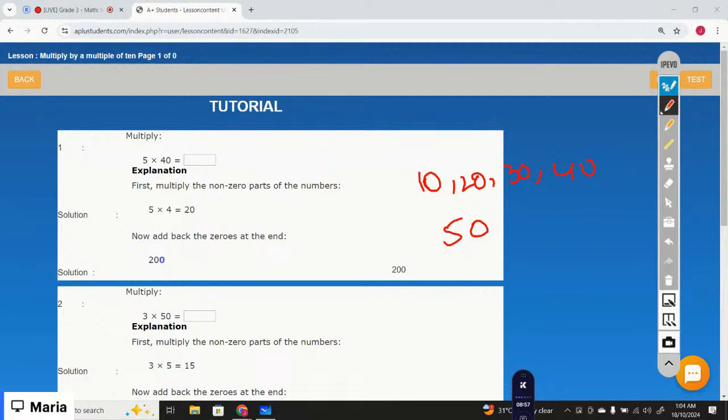So start with the first example, that is 5 times 40, right? You simply have to multiply the non-zero value. The non-zero value is 5 times 4, right? So 5 times 4 is 20. You have one zero here. Just add the zero with 20, so that makes 200. Got it? So 5 times 40 equals 200.